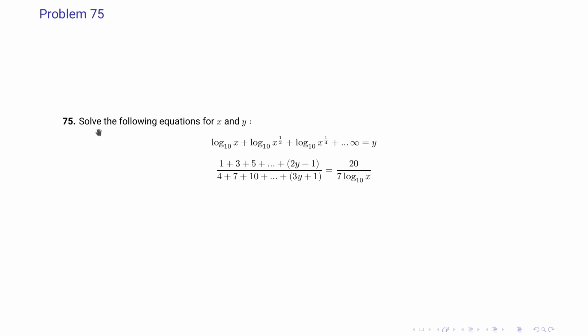Problem 75 says: solve the following equations for x and y. The first equation is log of x with base 10 plus log of x to the power half plus log of x to the power 1 by 4 up to infinity is equal to y. And the second equation is 1 plus 3 plus 5 plus so on up to 2y minus 1, divided by 4 plus 7 plus 10 up to 3y plus 1, is equal to 20 by 7 log of x with base 10.